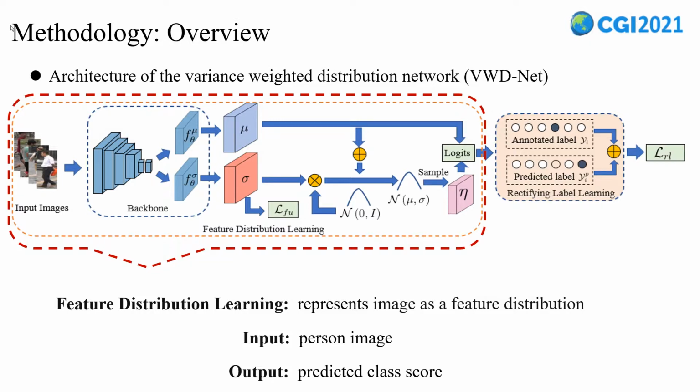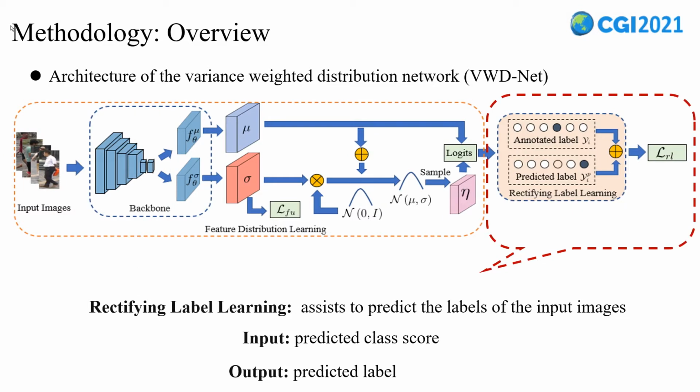This module represents the image as a feature distribution. The input is a person image, and the output is the predicted class. To minimize the negative impact of noisy labels on the model, we introduce the Rectifying Label Learning module after the feature uncertainty distribution to rectify the noisy labels and optimize the network parameters. This module assists in predicting the labels of the input images. The input is the predicted class score, and the output is the predicted label.